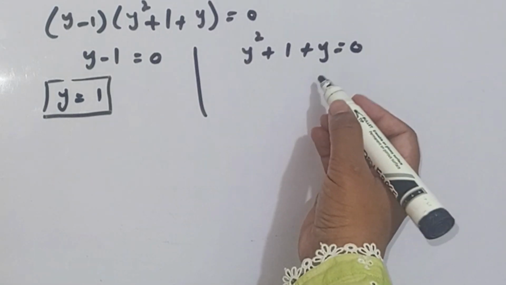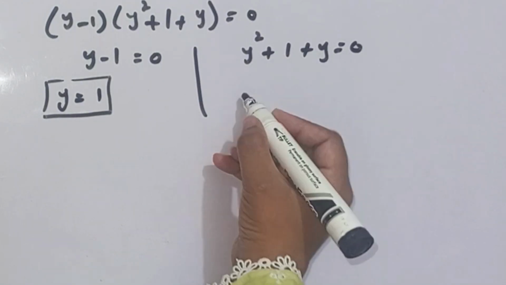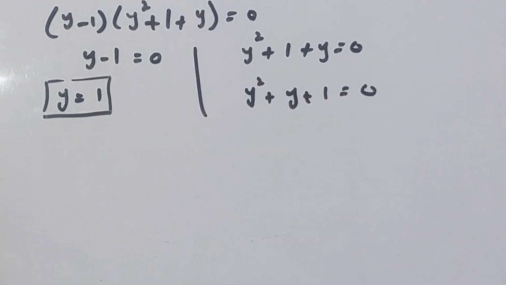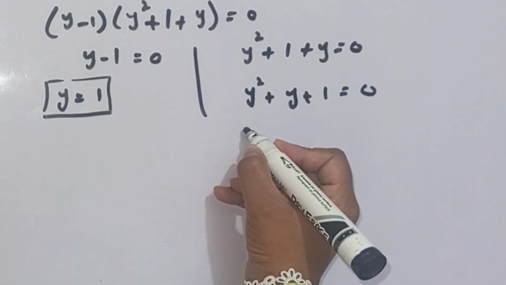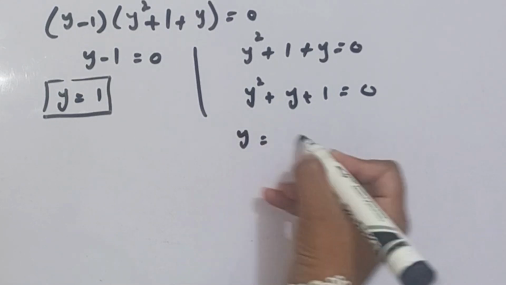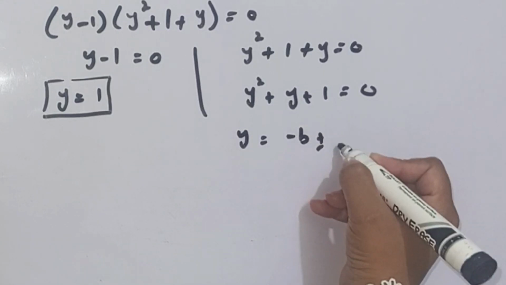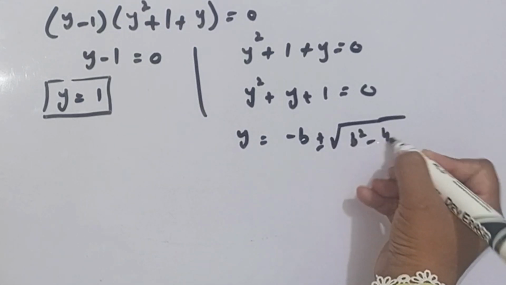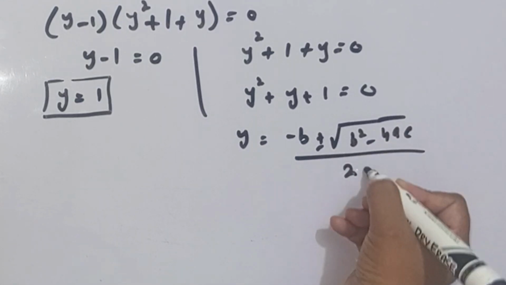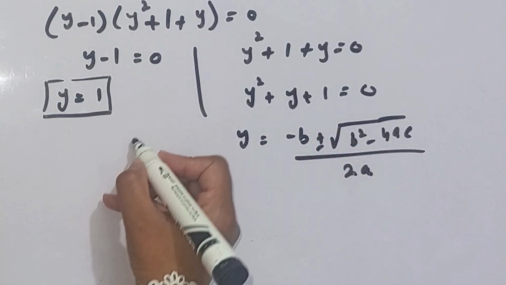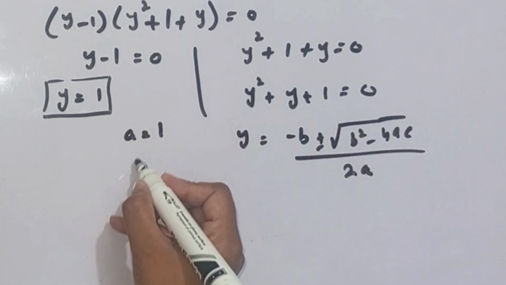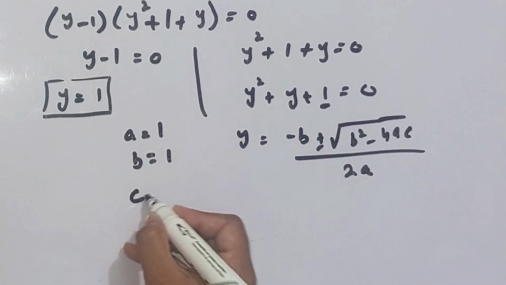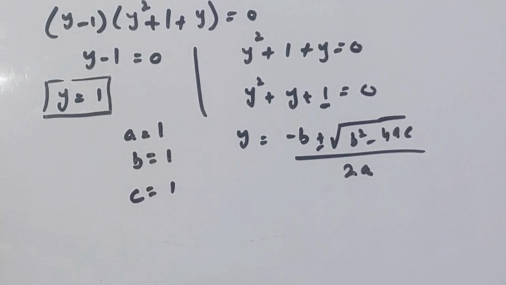Now look at this second equation. This is a quadratic equation. We rewrite this as y square plus y plus 1 is equal to 0. Now in this equation, we use the quadratic formula, which is y is equal to negative b plus minus square root b square minus 4 times ac over 2a. In this quadratic equation, a is the coefficient of y square, which is 1, and b is the coefficient of y, which is also 1, and c is the constant, and in this case c is also 1.